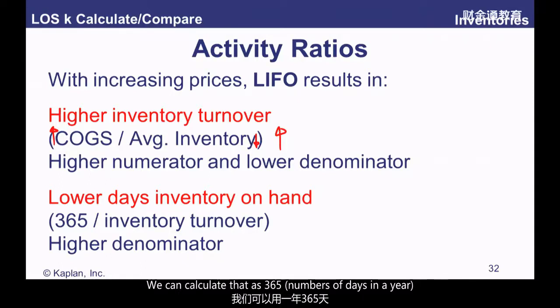We can calculate that as 365, number of days in a year, divided by inventory turnover. Now we've already said inventory turnover is going to be higher, so if inventory turnover is higher, 365 of course is unaffected, but inventory turnover is higher, so therefore we get lower days of inventory on hand.